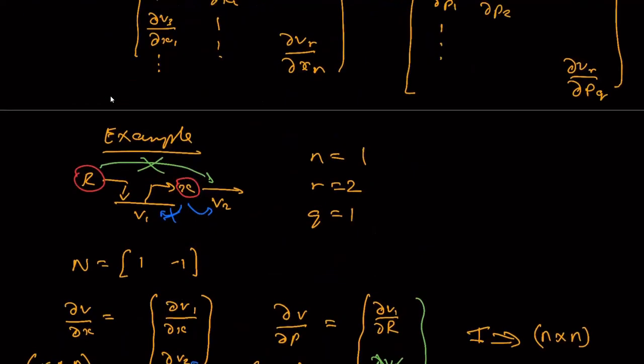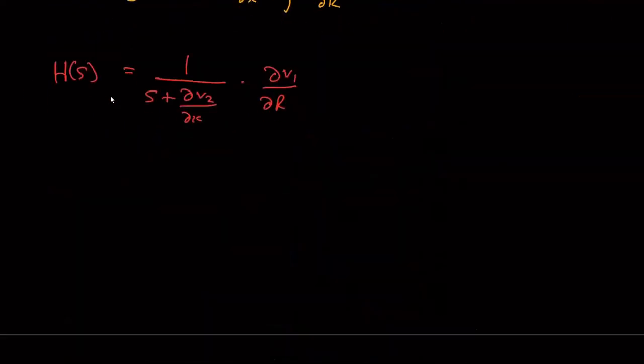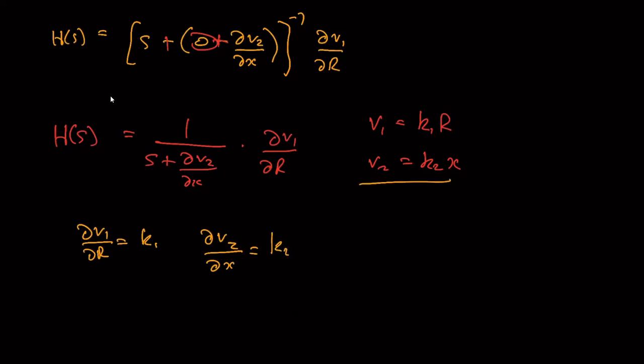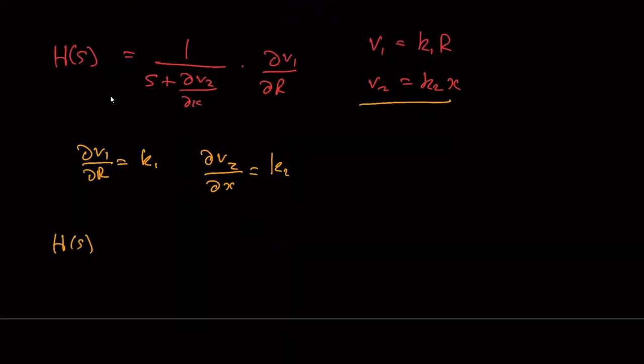Maybe I can say something about these v's, v1 and v2. Let's say v1 equals k1 times repressor and v2 is k2 times x. Then we know that dv1/dr must equal k1, and dv2/dx must equal k2. I'm just differentiating these equations there. So now I can insert them back in, and I end up with k1 over s plus k2.